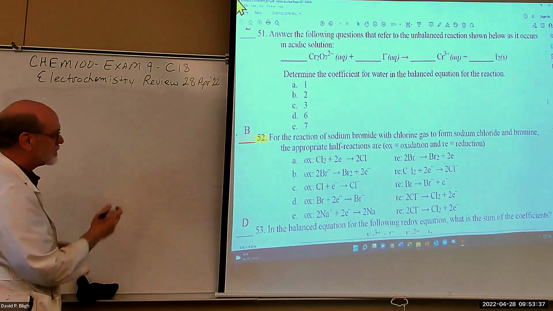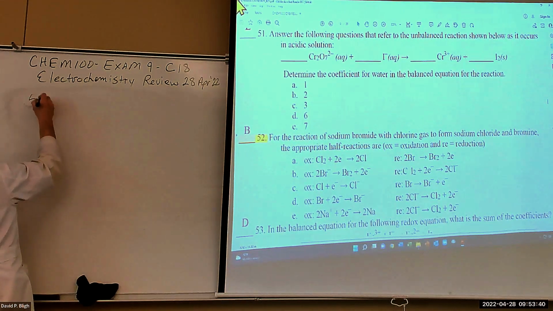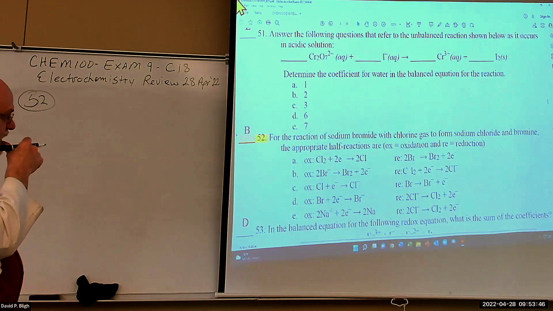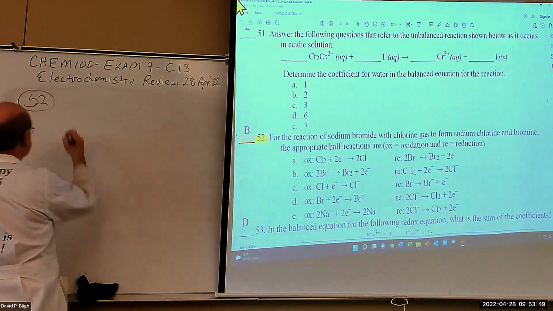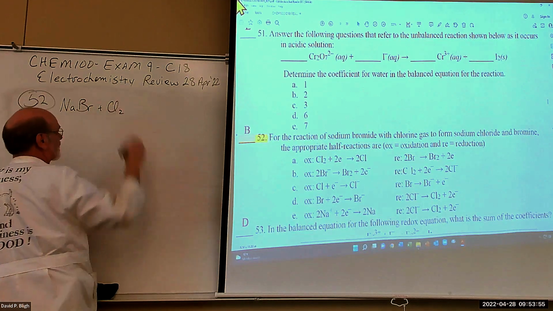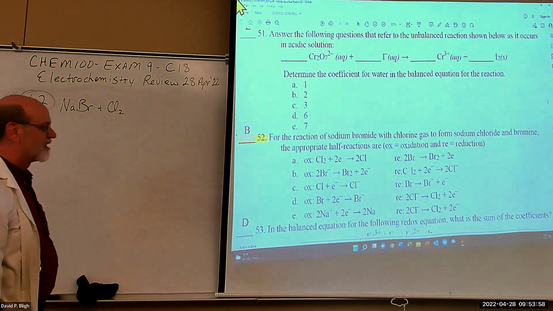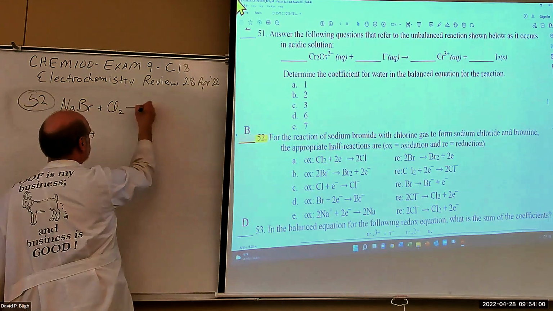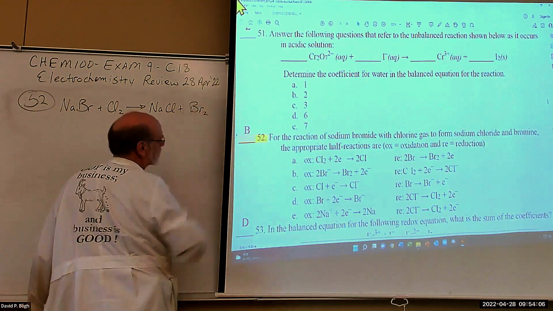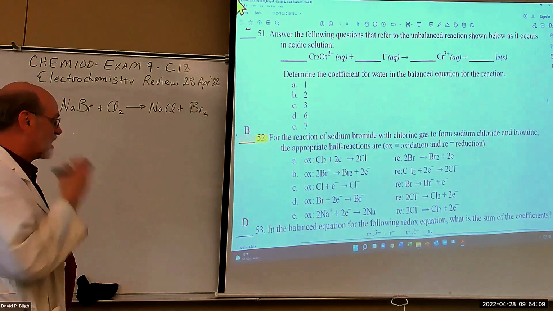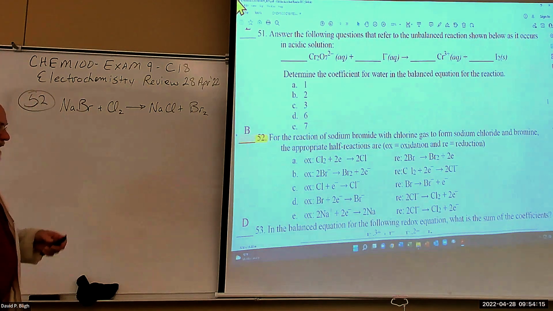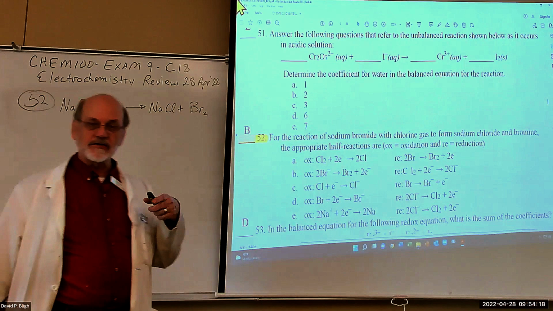All right, 52. In the reaction of sodium bromide with chlorine gas, diatomic, to form sodium chloride plus bromine gas, the appropriate half reactions. Okay. I assume here that the half reactions must be balanced.